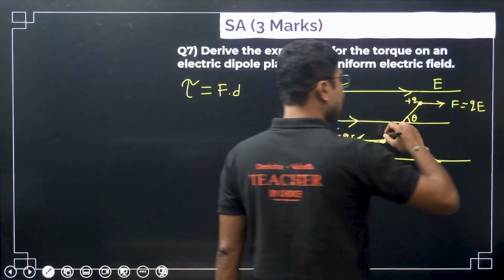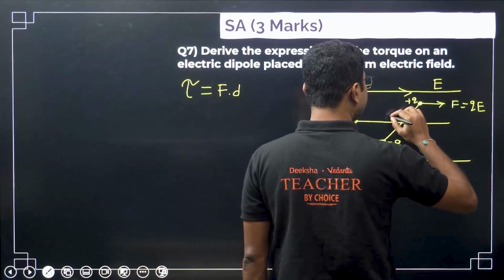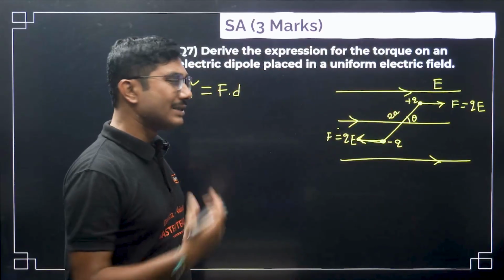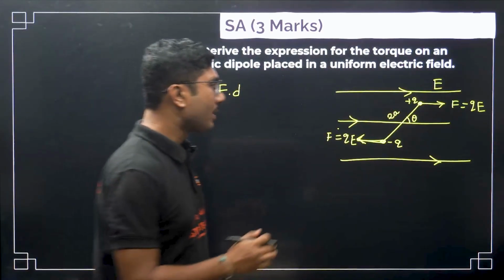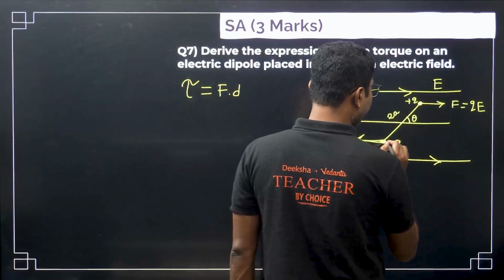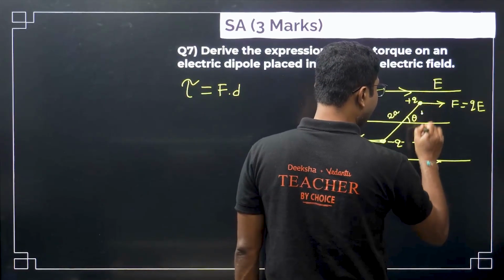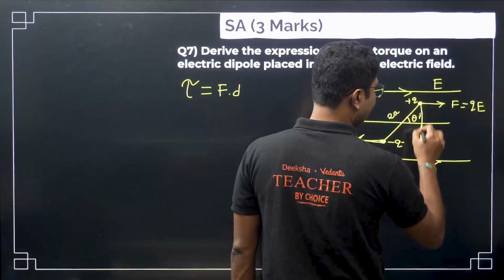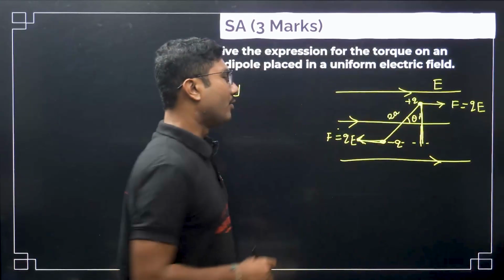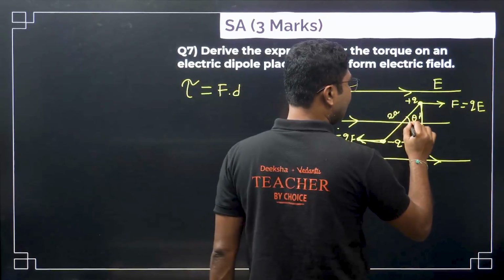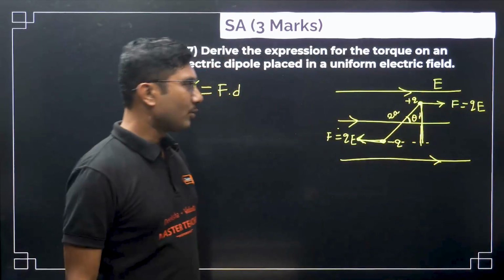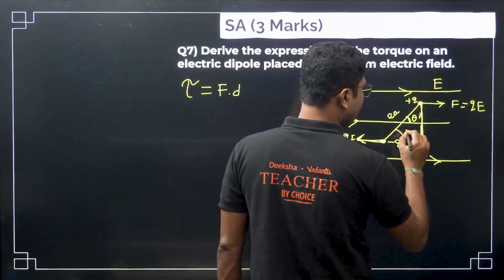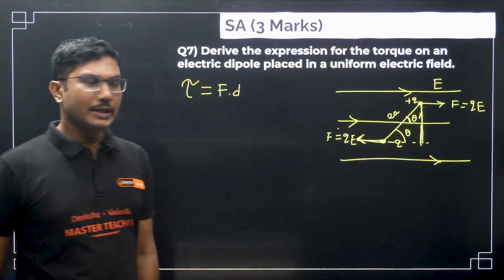Now what is the distance between the charges of the dipole? It is generally represented by 2a, right? In this case you can take x as well, no problem, but as we are always using 2a, we will use that value only. So the distance between the forces is this one. What is this value? We have to find that. We said that the dipole makes an angle theta with the electric field, which means this angle will also be theta.